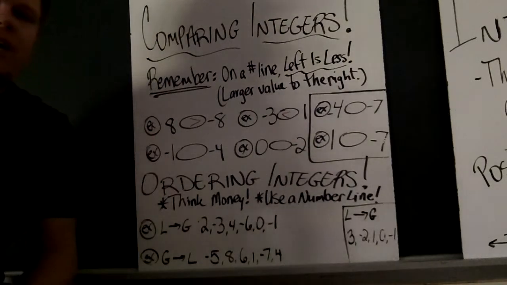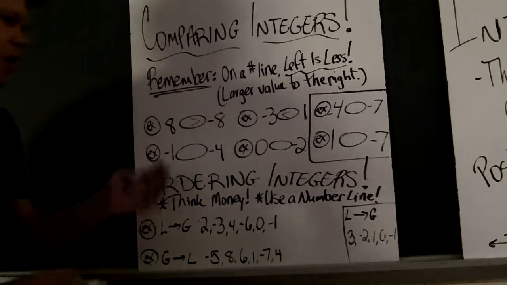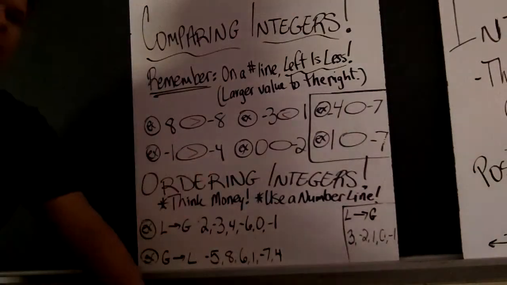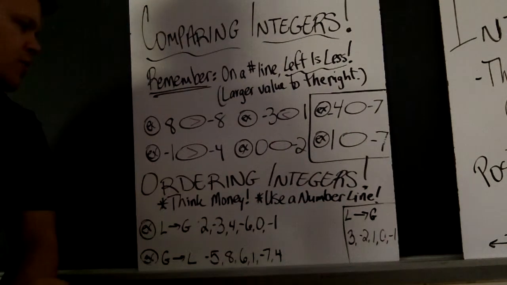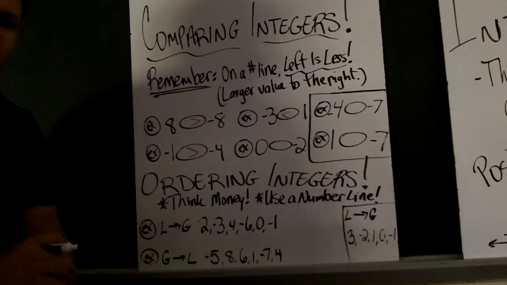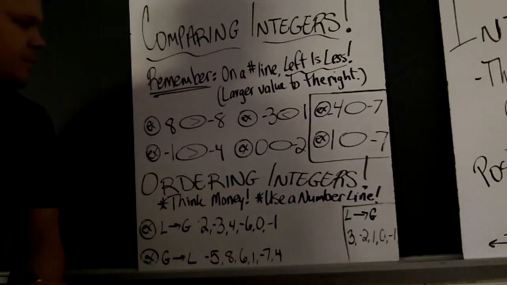Negative 1 blank negative 4. Think about that real life scenario again. Is it better to owe $1 or to owe $4? It's better to owe $1 than to owe $4. So negative 1 is going to be a greater value. It's closer to 0. And also if you graph it onto a number line, you're going to see that negative 1 is to the right of negative 4.